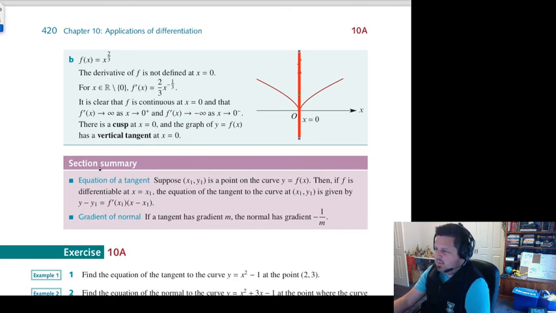Here are some section summaries. That's really important. We use that all this exercise. Get that into your brain. And also this one I have alluded to as well. Very important.